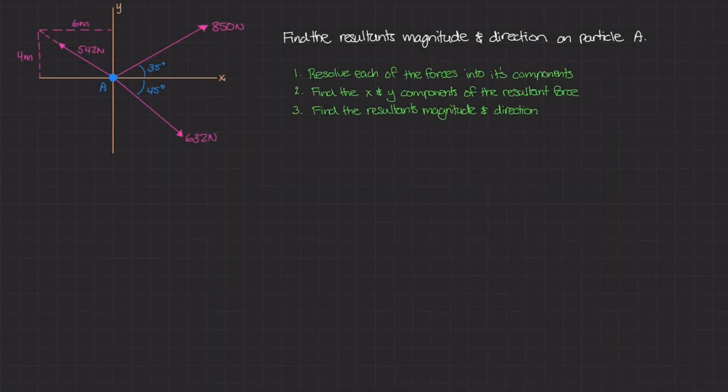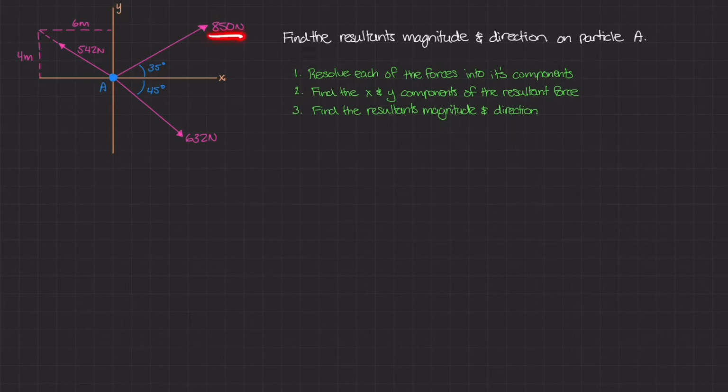Welcome to our first example on finding the resultant force using the analytical method for 2D forces. In this example, I have this particle A right here, and I've drawn the x and the y axes right here in orange. And on particle A, we have three different forces acting on it.